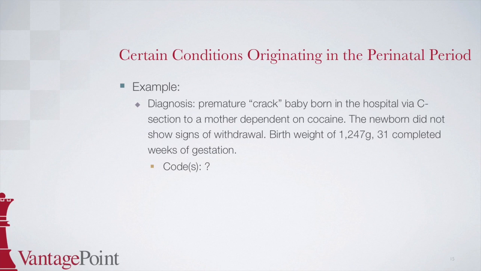For the last example, we have a diagnosis of premature crack baby born in the hospital via C-section to a mother dependent on cocaine. The newborn did not show signs of withdrawal. Birth weight of 1,247 grams, 31 completed weeks of gestation. How would you code this? Please pause the webinar to complete this example and then hit play to continue and learn the answer.